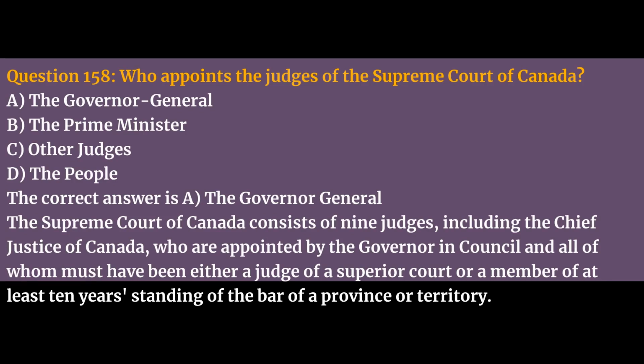A. The Governor-General. B. The Prime Minister. C. Other judges. D. The people. The correct answer is A. The Governor-General. The Supreme Court of Canada consists of 9 judges, including the Chief Justice of Canada, who are appointed by the Governor in Council and all of whom must have been either a judge of a superior court or a member of at least 10 years standing of the bar of a province or territory.